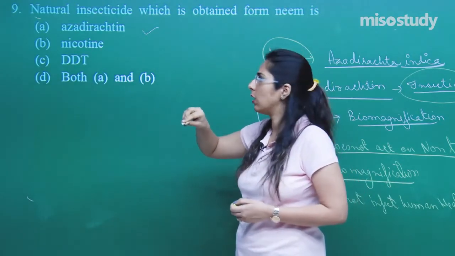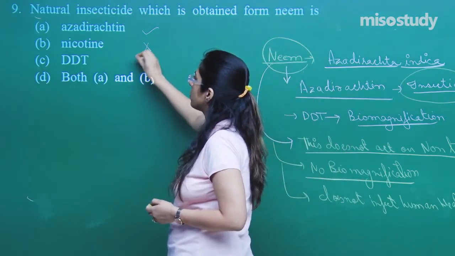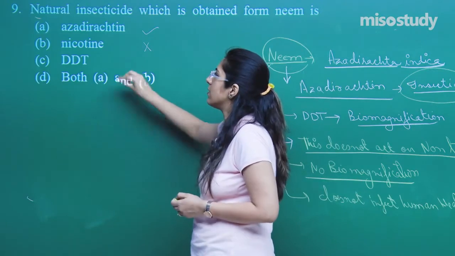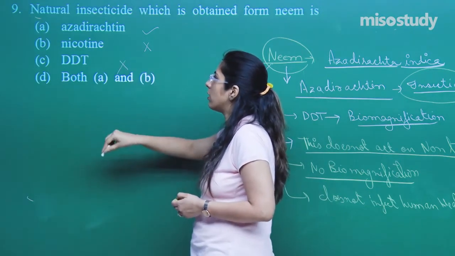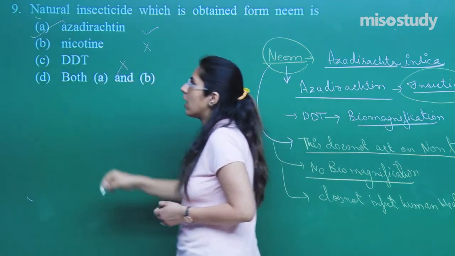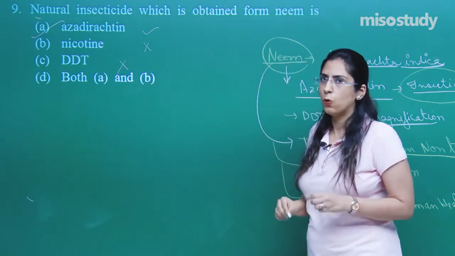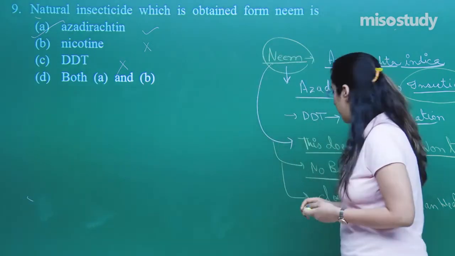Next we have nicotine. Nicotine is not at all a natural insecticide source. DDT is also not natural. So the correct option for the ninth question is option A. Hope the things are clear to you. Question number 9.